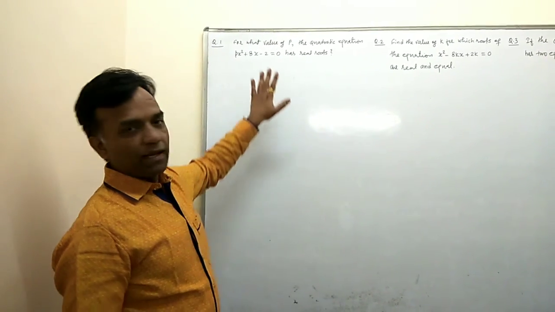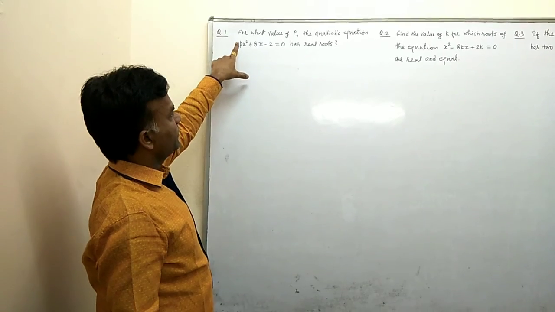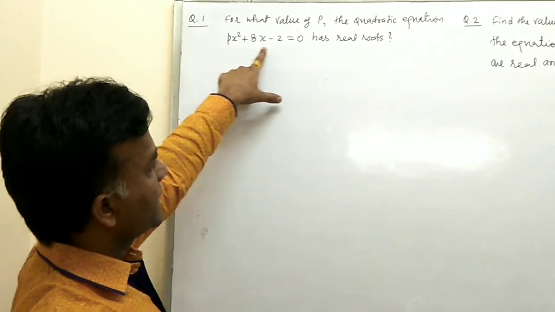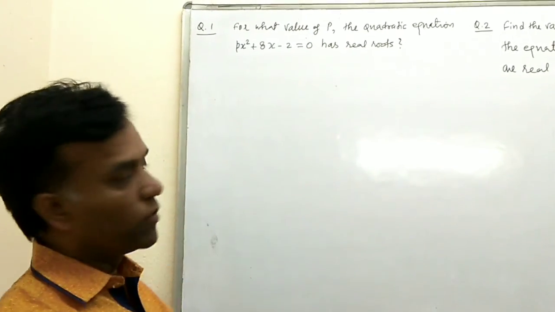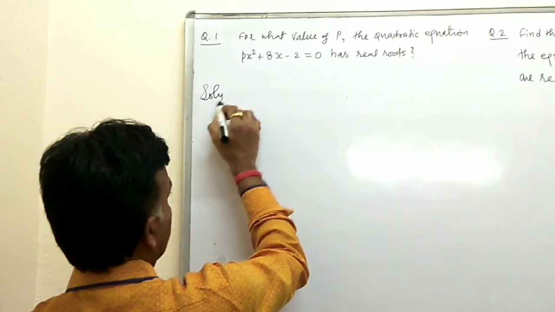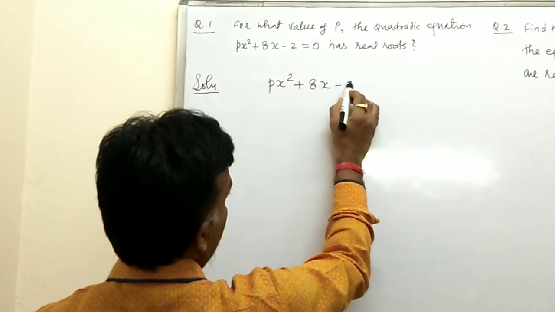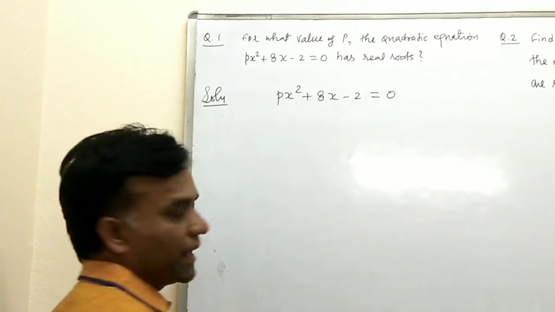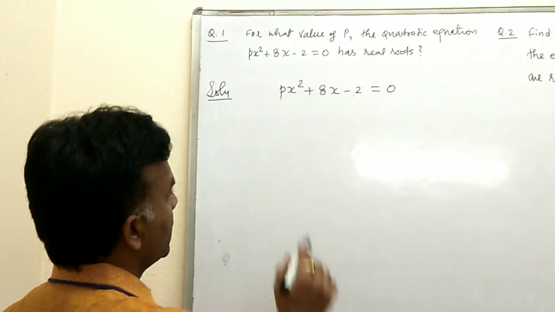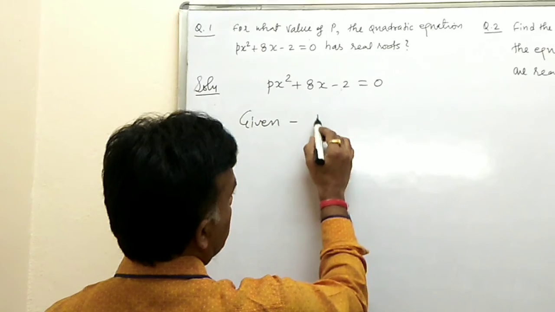The first example is: for what value of p does the quadratic equation px square plus 8x minus 2 equal to 0 have real roots? First write down the given quadratic equation, px square plus 8x minus 2 equal to 0. Now the nature is given as real roots, so the given roots are real.